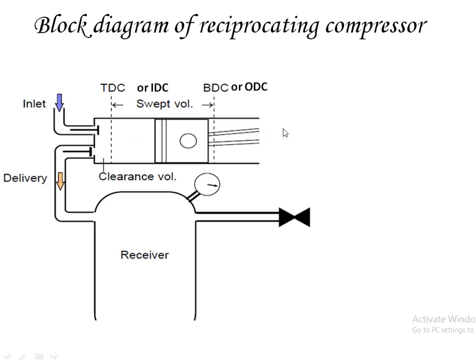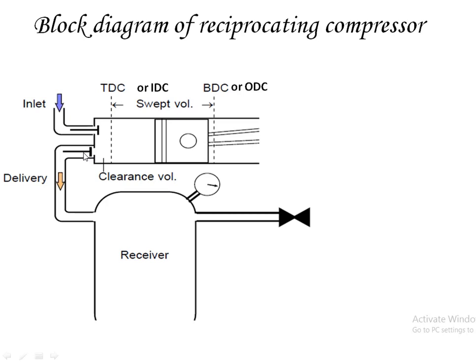Then in the other half rotation of the crankshaft, the piston will move from the bottom dead center to the top dead center, or in other words, outer dead center to inner dead center. When that happens, both the inlet and exit valves will be closed, so the air volume reduces and the pressure increases. At the end of the compression, the exit valve will be open.